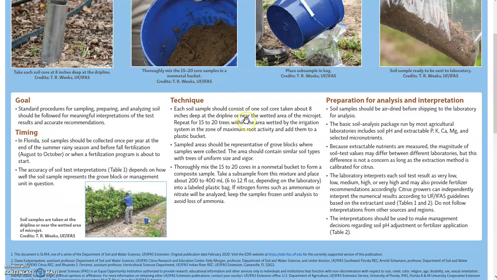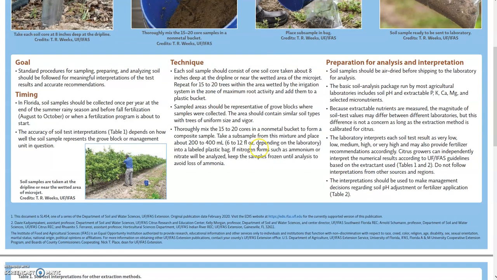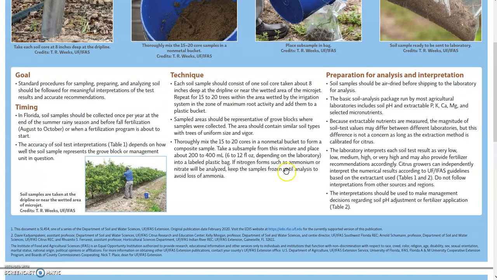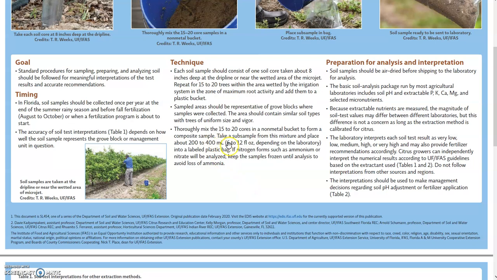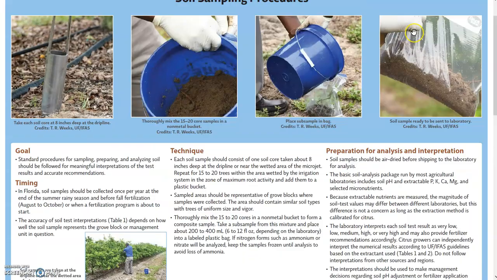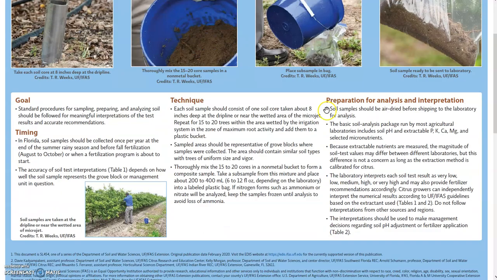Each soil sample should consist of one soil core taken 8 inches deep, as I discussed earlier, and we need to take this from 15 to 20 different locations. Thoroughly mix the soil in a plastic bucket, take a subsample from this container, and place about 200 to 400 milliliters in a labeled plastic bag like this. This is the one we need. This should be airtight because we need to send it to the laboratory for testing, to know what kind of fertilizer nutrition is available in the soil.